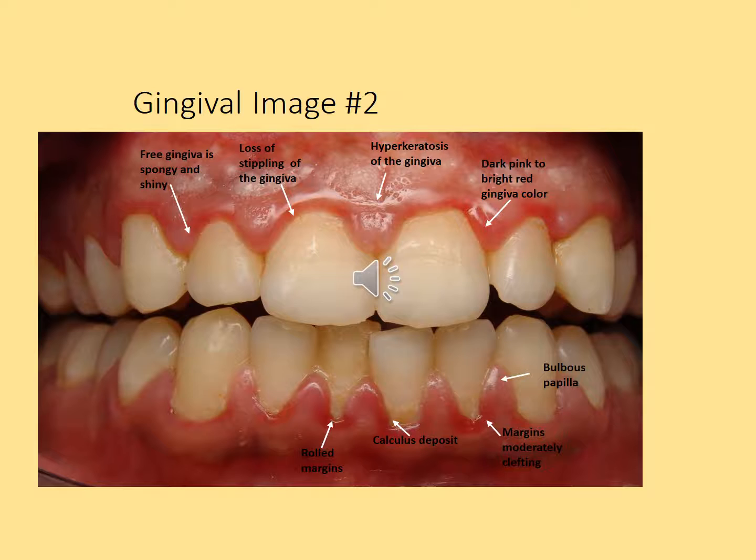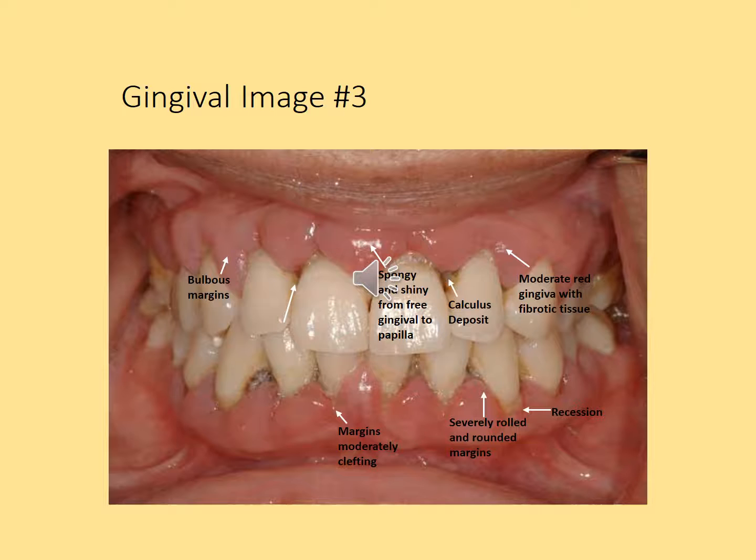In the next gingiva image, we can find rolled margins, calculus deposit, moderate clefting of margins, bulbous papilla, and dark pink to bright red gingiva color. The patient also has hyperkeratosis and loss of stippling, and the free gingiva is spongy and shiny. In this gingiva image, we can see recession, severe rolled and rounded margins, moderate clefting, moderate red gingiva with fibrotic tissue, and calculus deposit. The gingiva is spongy and shiny, with bulbous margins.